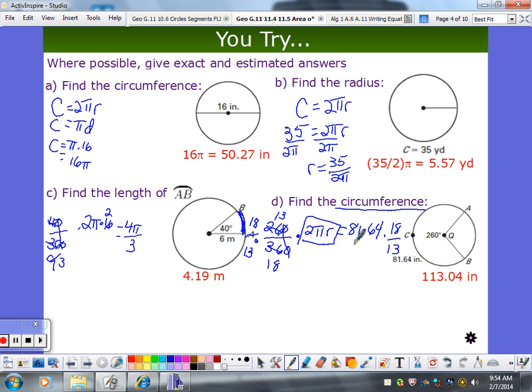So in my calculator, I did 81.64 times 18, and then I divided by 13. Hopefully, that's what comes up when you do it. Is that what you get? Maybe? Yes. How do you get the between the 40?